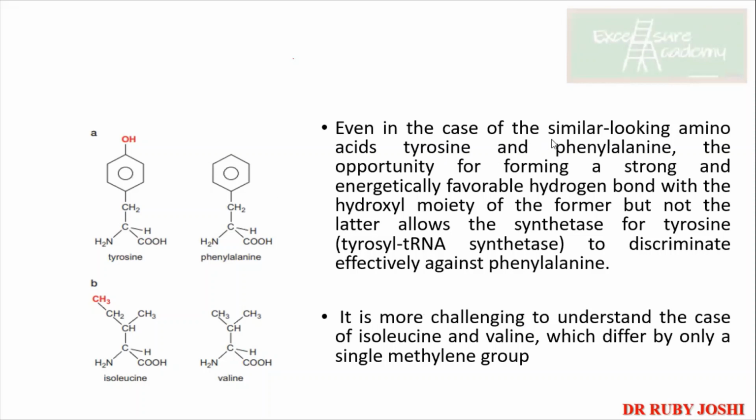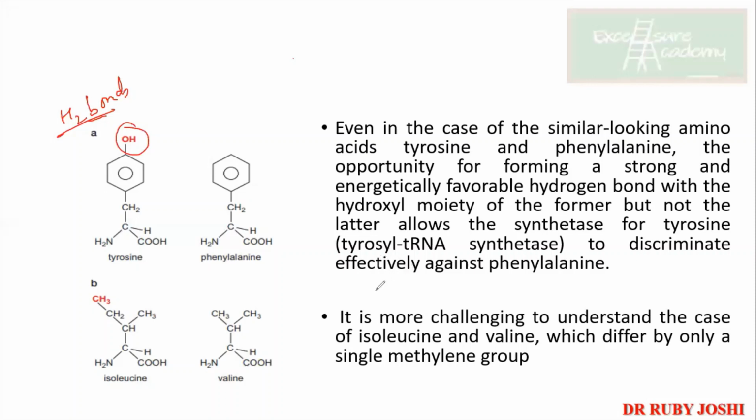Even in the case of similar looking amino acids like tyrosine and phenylalanine, there is the opportunity for forming a strong and energetically favorable hydrogen bond with the hydroxyl moiety. Looking at the structure, who has more hydrogen bonding opportunity? Of course, the water loving hydroxyl group. It can form hydrogen bonds very nicely and easily with the enzymes, whereas in the case of phenylalanine, it is not possible. So this is how the enzymes are going to differentiate.